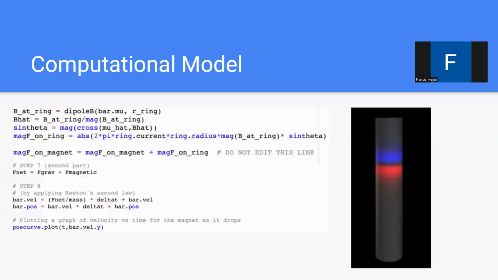For the computational model, you can see some of the code I used for it. And then on the right, you can see an image of what it looked like with the magnet falling through the tube on the output of the code.